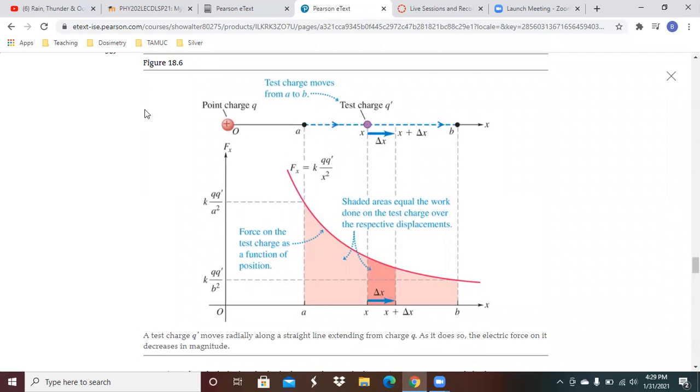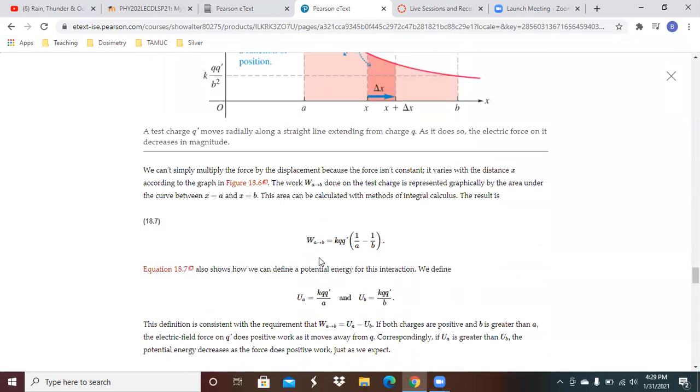Okay, so you've got a test charge here, you've got a point charge here. You've got another charge over here that moves from A to B, and you are seeing here that the force on the test charge is a function of position. So you've got the position marked down here, you've got the force on it up here. The force is being described by formulas from chapter 17, if you remember those. It's being drawn like this, and then you're seeing the movement. You're seeing small movements here, delta x. Now, you can't just simply multiply the force by the displacement because the force is not constant. It's going to vary with x as you go through.